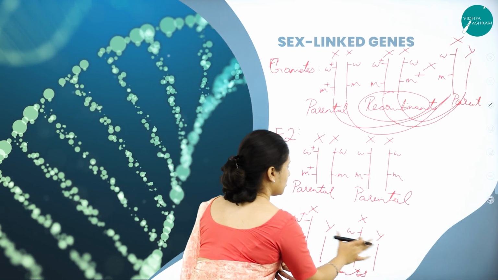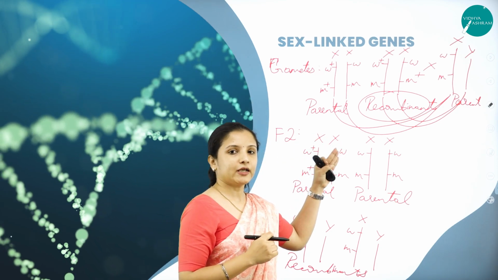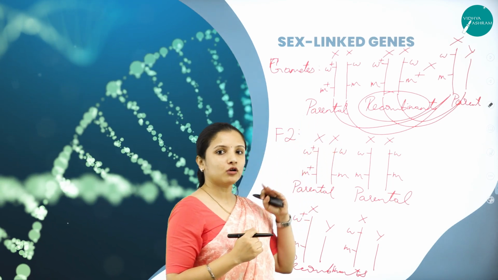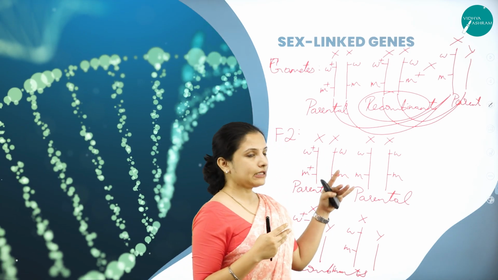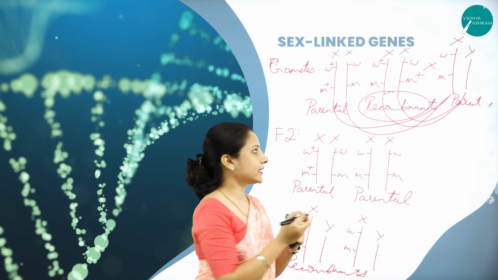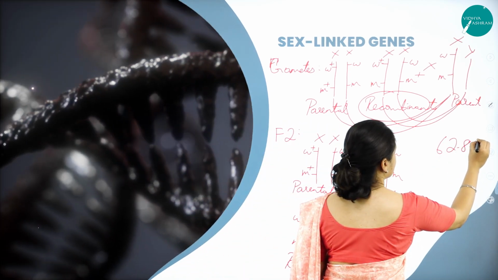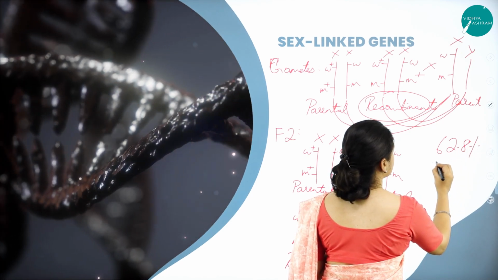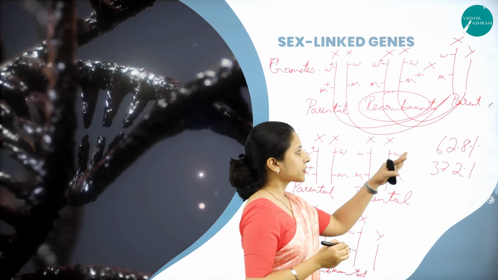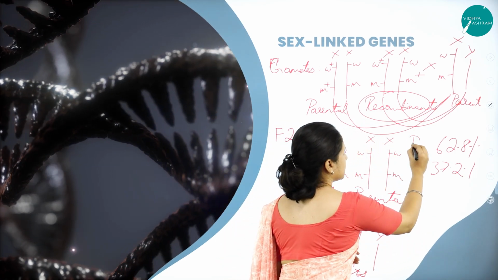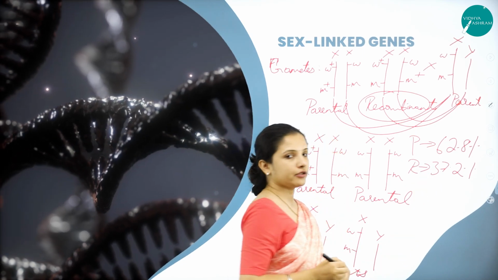Both these are recombinants. So after all these experiments, that is in the second cross or second experiment, what Morgan found out was, in the progeny, they carried the parental genes exactly 62.8% and 37.2%. And from the recombinant, it was 37.2%.